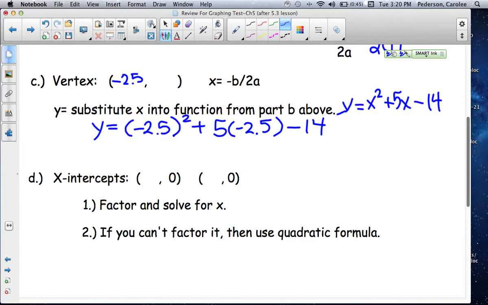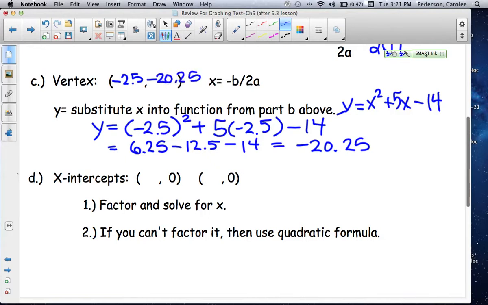So negative 2.5 times negative 2.5 is 6.25. And then negative 2.5 times 5 is negative 12.5, and then minus 14. Now we go ahead and combine those three terms together. 6.25 minus 12.5 minus 14 is negative 20.25. Now we can go ahead and identify that as the y value.